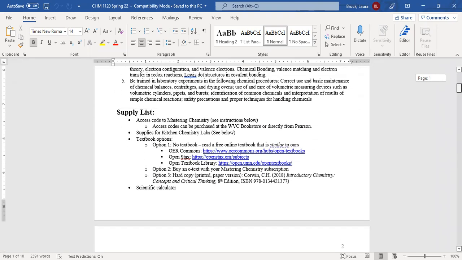We'll talk about that in a second. Your kitchen chemistry materials, I already talked about that. Here's your textbook options. You can read over this. You can either have no textbook and find a free one online. You can buy an e-text when you buy Mastering Chemistry, or you can go buy the actual hard copy book. There's the information on that.